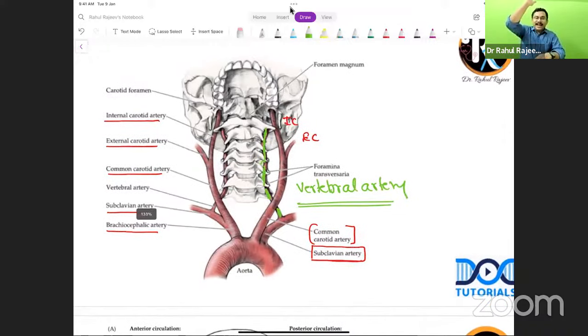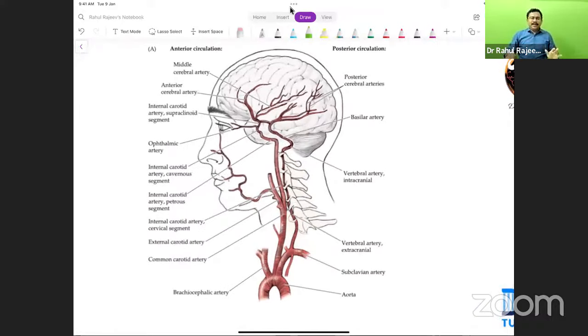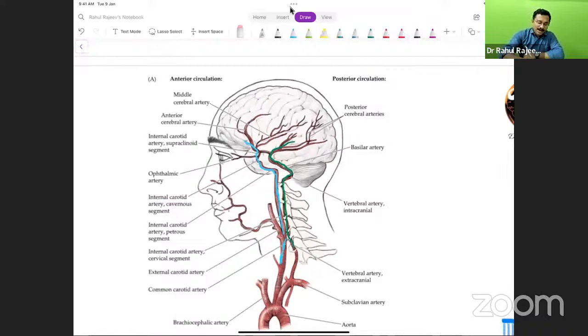So the vertebral artery will ascend up. Correct? Another view, the same thing, telling you that anteriorly, I am showing in blue, the internal carotid is there, and then it goes as branches. Then you have the vertebral as well, I am showing in green, with its branches. So will you agree with me, the two major blood vessels that supply the brain are, one, the internal carotid artery and its branches, and next, the vertebral artery and its branches.